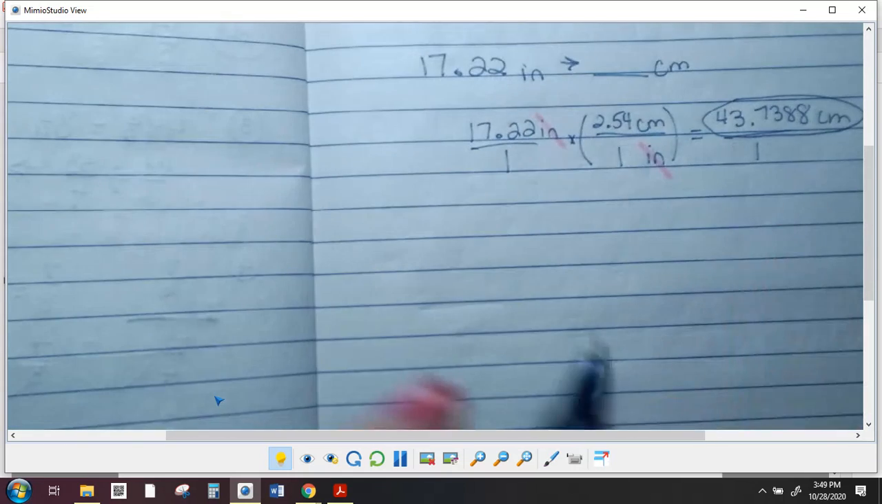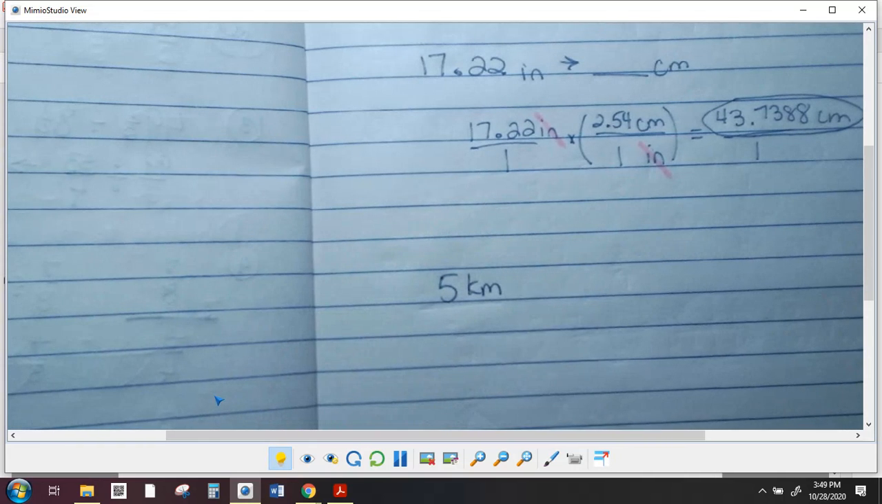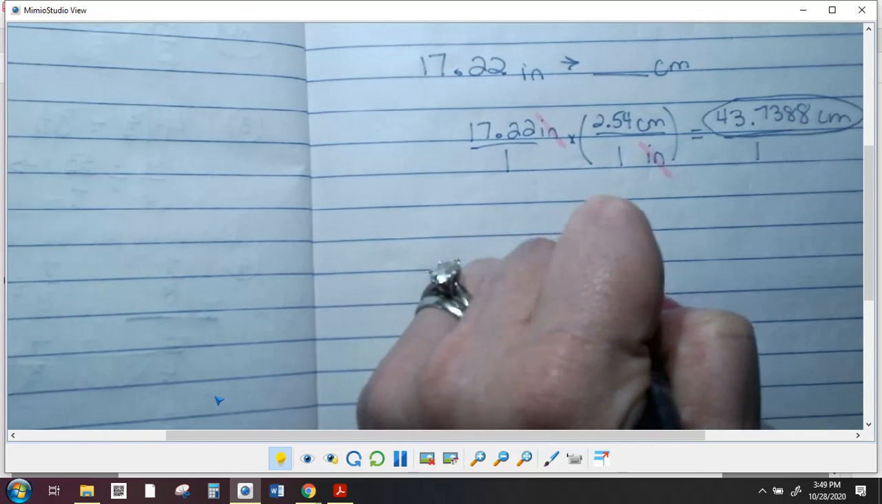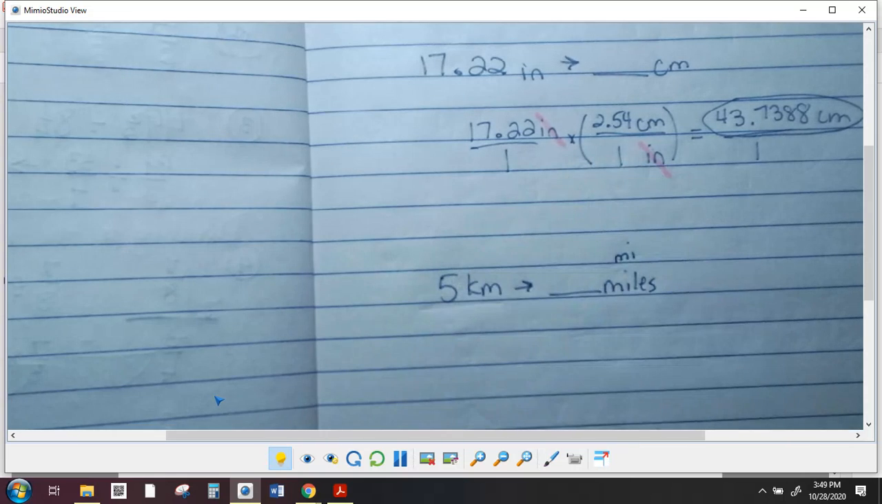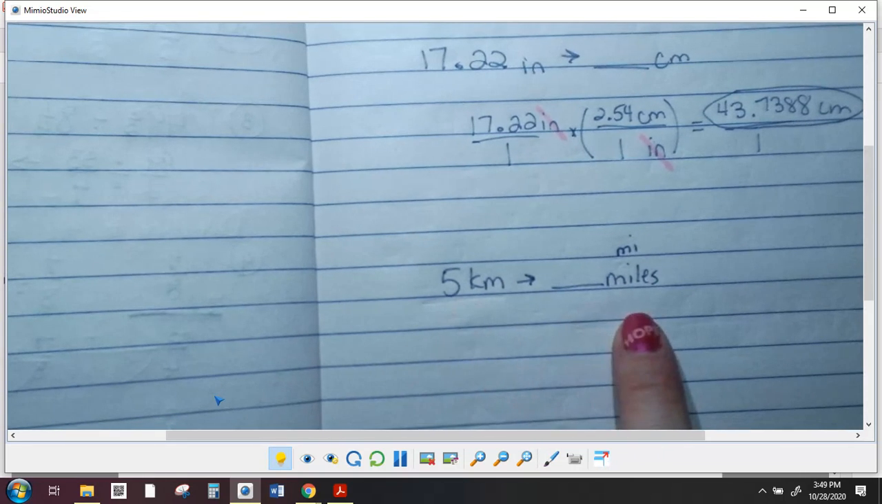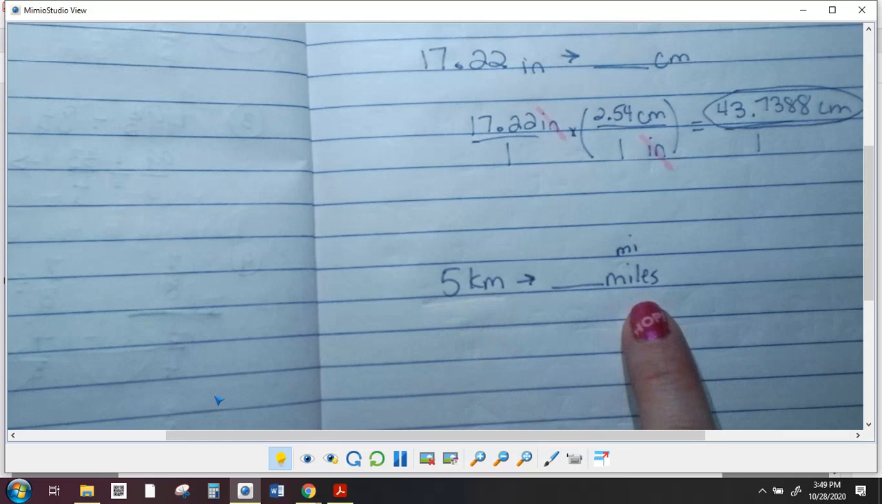Okay, let's do one more. Let's say I have 5 kilometers, and we want to know how many miles that is. Usually this is MI. Okay, very common conversion for runners because we usually measure races as 5K, 5 kilometer. But in the United States, we talk about, oh, I went for a 3-mile run. So it's handy to be able to convert them.